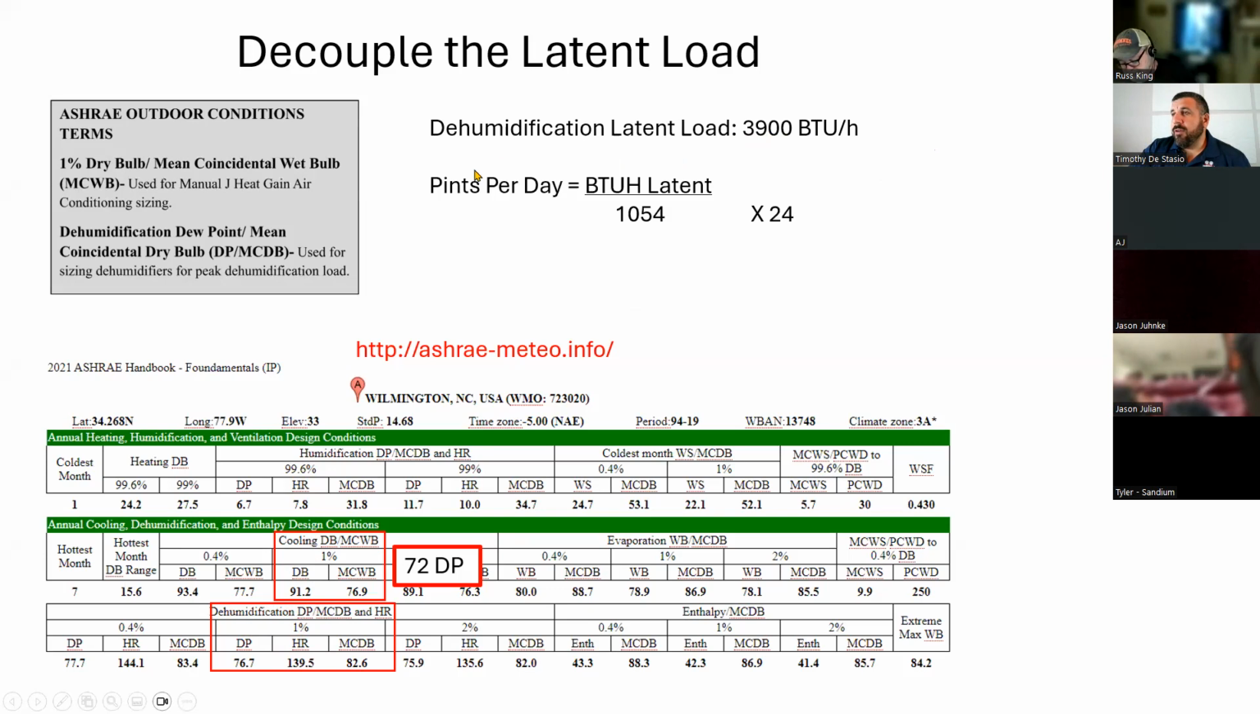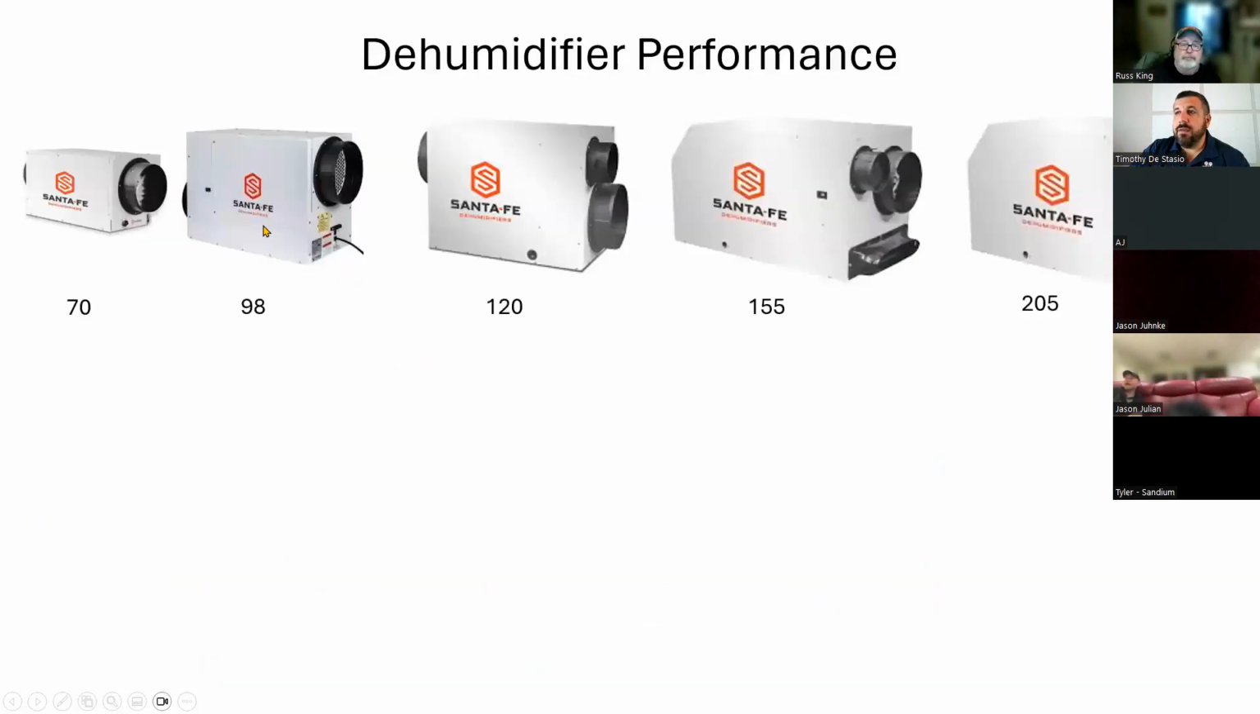The formula to convert that to pints per day, which is how we choose dehumidifiers, is you divide the latent by 1,054. That gives you pints per hour. You multiply that by 24, you get pints per day. And this is how many pints per day, on average, your dehumidifier needs to remove. We come up with 89. Now let's remember that 89, because now we're going to select a dehumidifier.